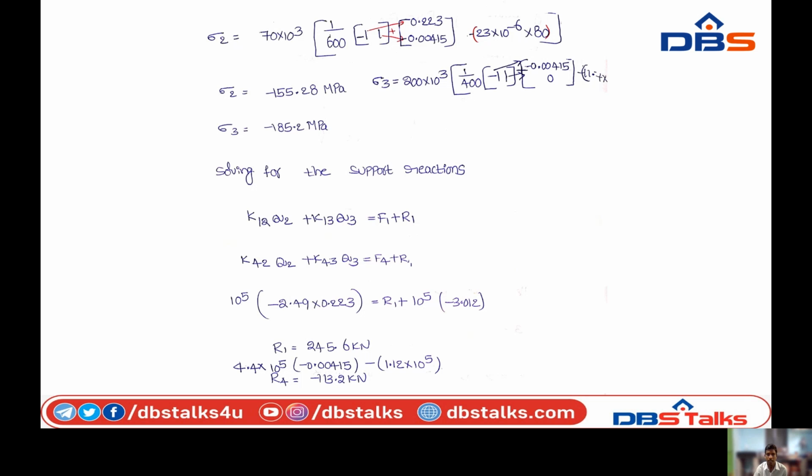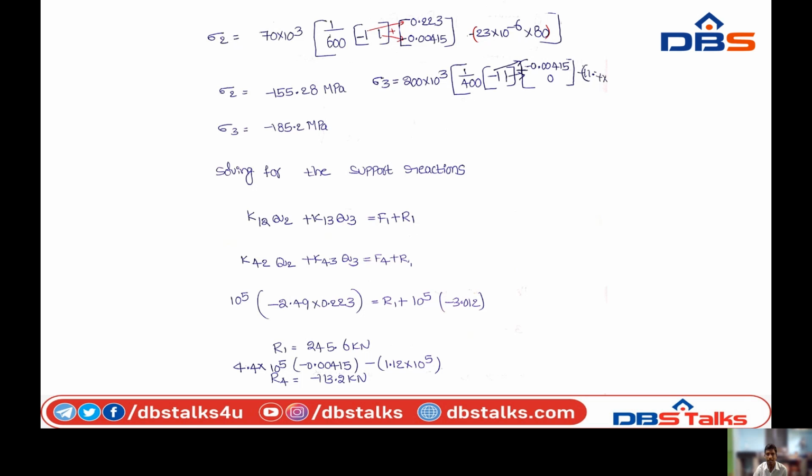Next, similarly for K42, the value is 4.4 into 10^5, Q2 value is minus 0.00415, equal to minus F4 plus R4, where the F4 value is 1.12 into 10^5. After doing calculations, the reaction force for node 4, R4, will be minus 113.2 kilonewton.